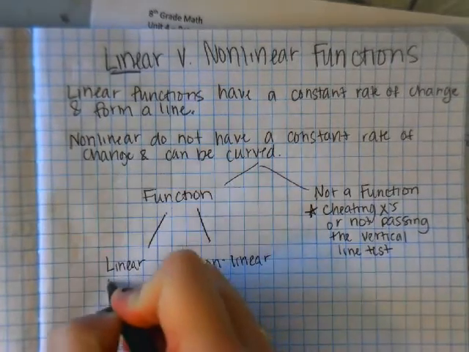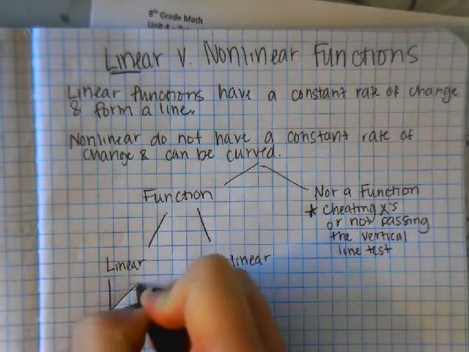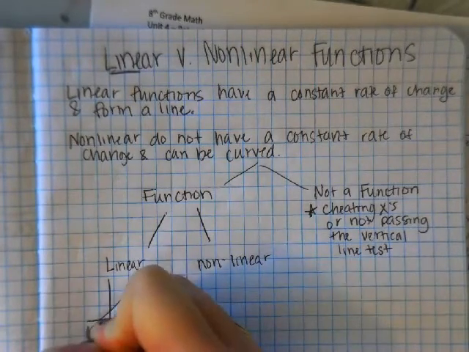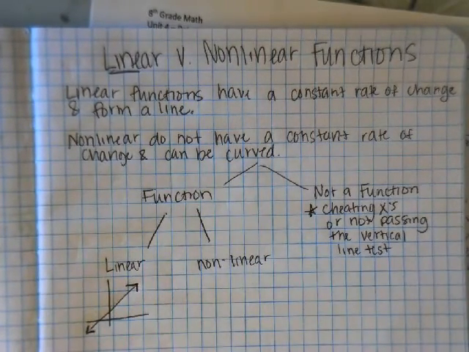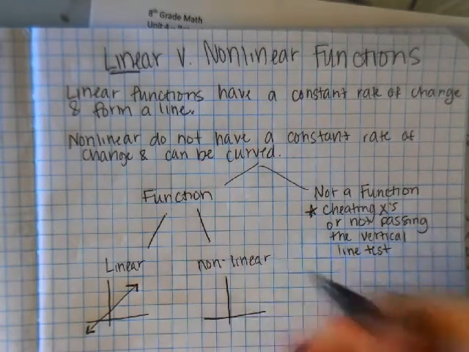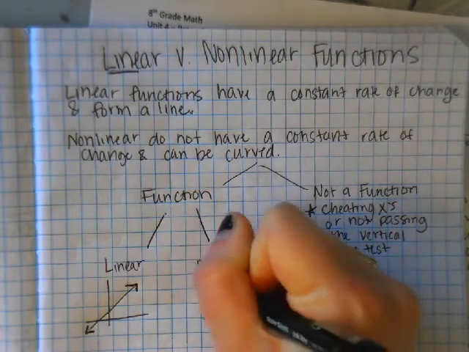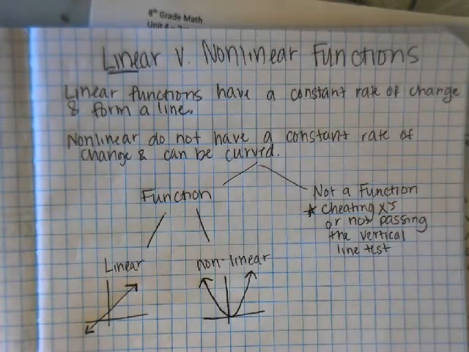Right, and I'm just going to do a little graph sketch right here. So an example of a linear, right, it's just an equation that forms a line. Example of a nonlinear, you might have seen graphs like this before. Might be something like this. Still a function, but not a line.